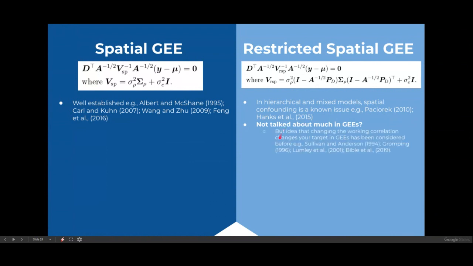What I will mention, however, is that the idea that changing the working correlation changes your target in GEEs has been considered before. So we're certainly not the first people to raise this point. There's been work since the mid-90s and as recent as 2019 that has raised more cautionary notes that if you change the working correlation matrix in a GEE, you are potentially changing your target. Most of this work has focused on independent cluster GEEs and longitudinal data, whereas the idea of spatial confounding, at least from what we found, hasn't really been talked about in the GEE context.